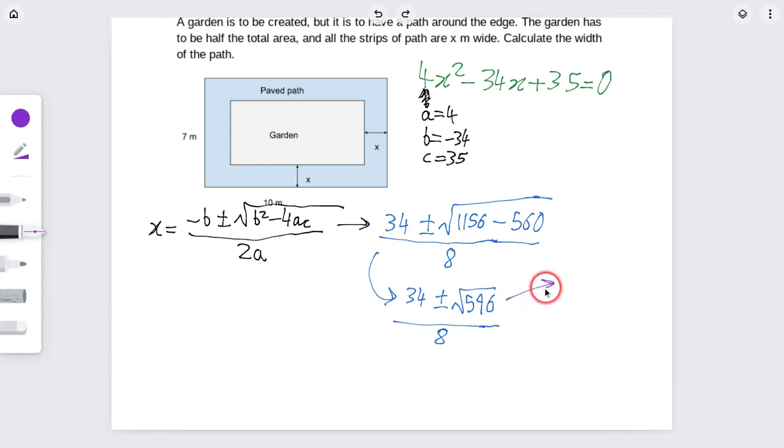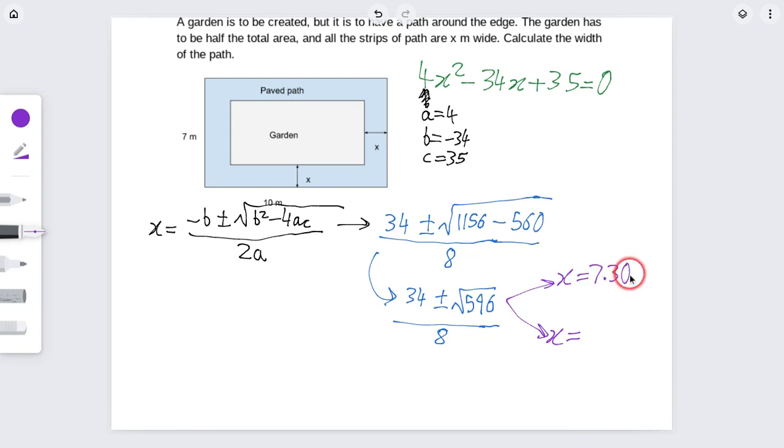So we're actually going to be getting x equals something. We're getting two values here, two roots. Let's do the first one. We'll first do 34 plus the square root of 596. So the square root of 596 plus 34, that will be 58.41, divided by 8, will be equal to 7.3.